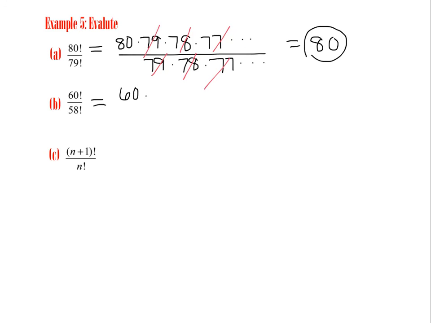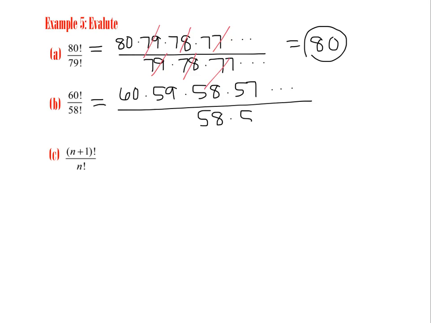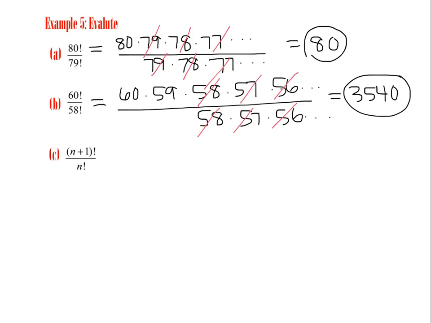Likewise, if we have 60 factorial, we'll start multiplying by 60, 59, 58, 57, etc. 58 factorial would start by multiplying by 58, etc. So in that case, we would have 60 times 59, which is 3,540. So we can do the same thing with just variables.